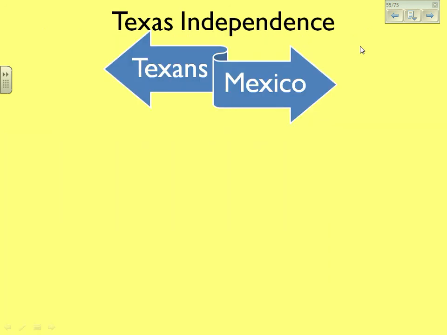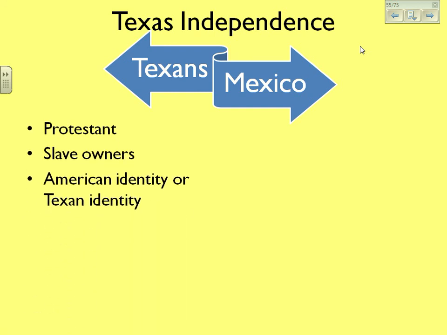So these two. Now, Texans. I'm using the term here to mean the white Americans and those Texans that were already living there. They tend to be much more Protestant, slave owners, with an American identity or a Texan identity, but not a Mexican identity. Very anti-authoritarian. Against the Mexican view, a Catholic country.